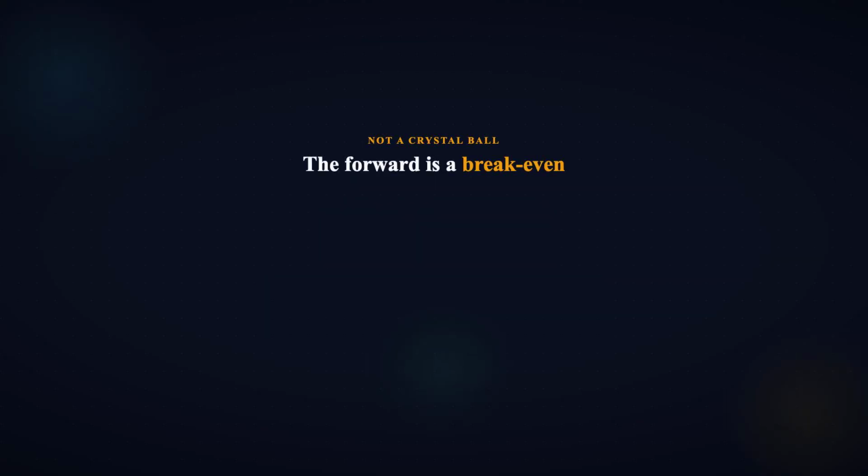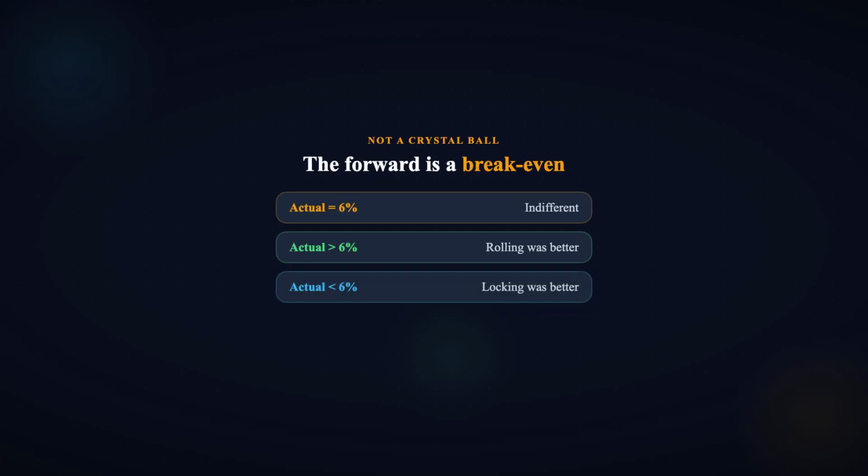What does 6% actually mean? Is the market predicting that next year's 1-year rate will be 6%? Not exactly. The forward rate is a break-even, not a forecast. It says, if you lock the 2-year spot today, and it turns out that next year's actual 1-year rate is exactly 6.01%, then both strategies would have given you the same result.